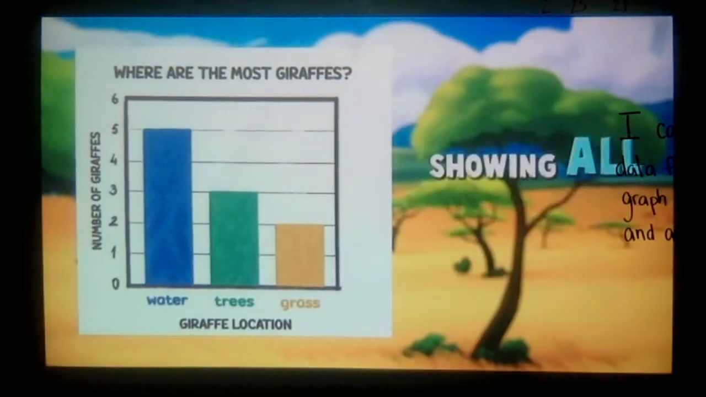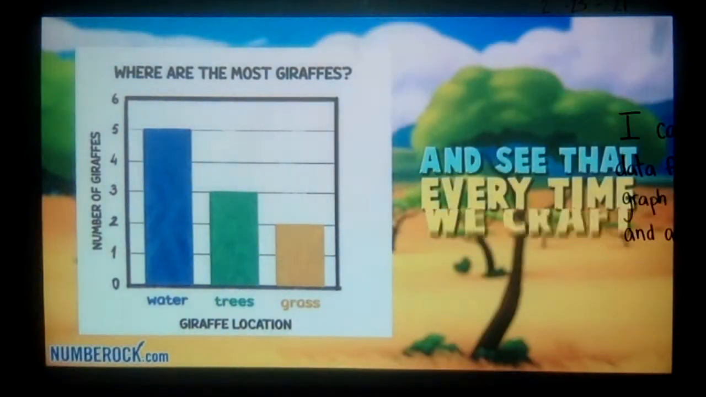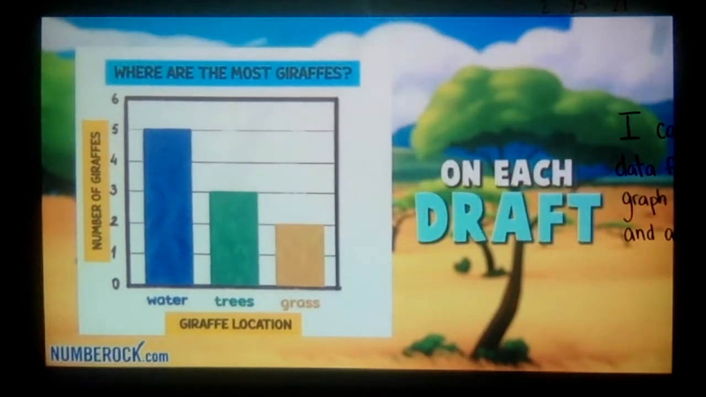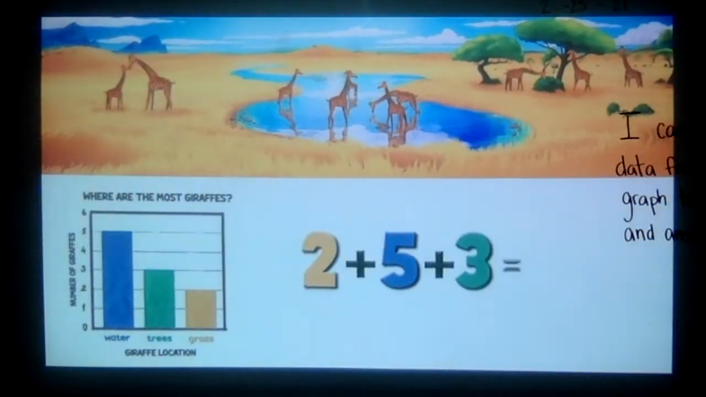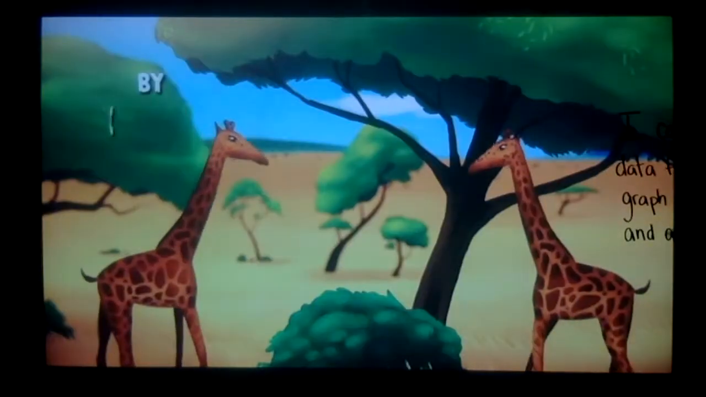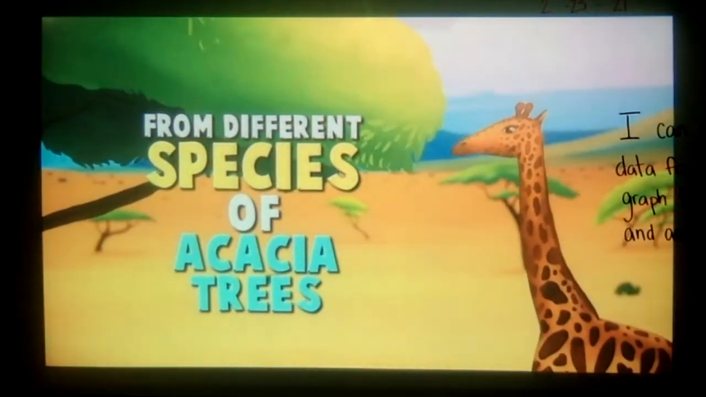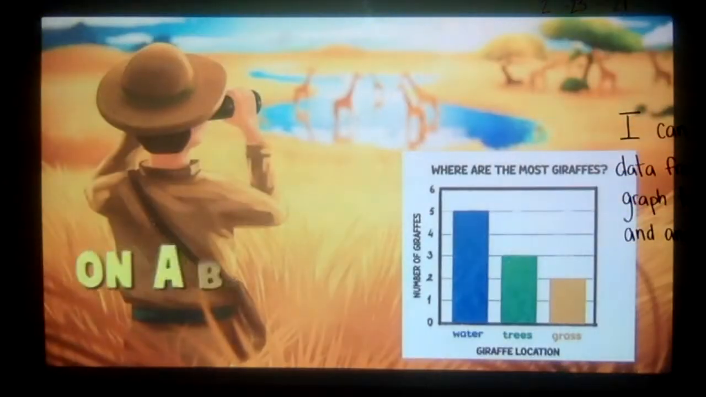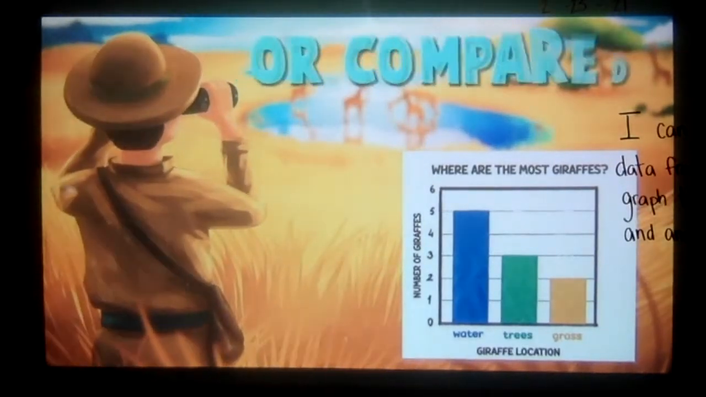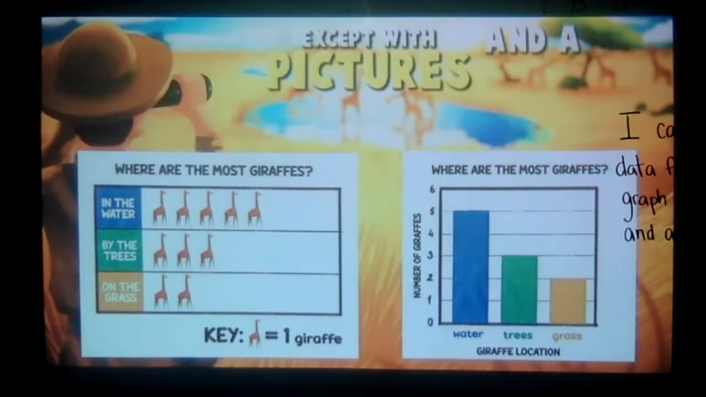Let's look at a bar graph showing all of the giraffes in the water, by the trees, or on the grass. And see that every time we craft any type of bar graph, we label the axes and write a title on each draft. And it shows us that in all, 10 giraffes are standing tall on a warm summer day in Senegal, roaming the plains by calm seas, eating fruits, flowers, and leaves from different species of acacia trees. On a bar graph, the data there can be put together, taken out by or compared. Picture graphs can show the same data you see, except for pictures and a key.